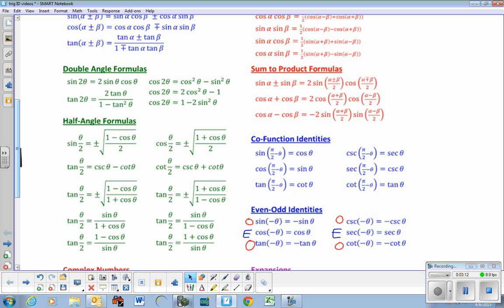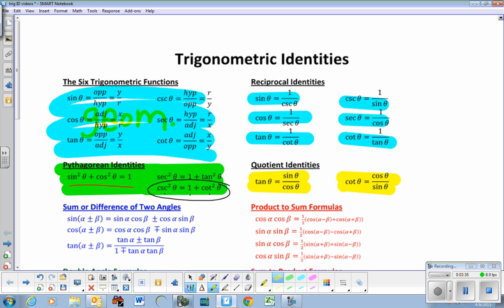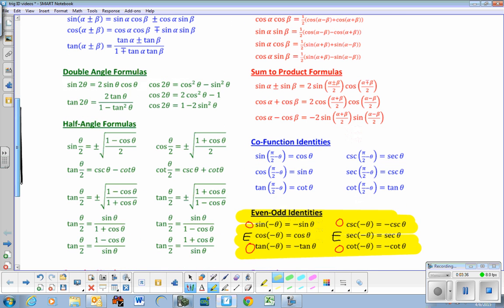Okay, so we can add this to our list of topics that have been discussed. All right, so let's look at the section above. I know I've just got scribbles here under even-odd, but the important thing is they're on your identity sheet. So on this yellow page, we're just talking about why that is the case. So let's talk about cofunction. Cofunction is this blue section above the even-odds.